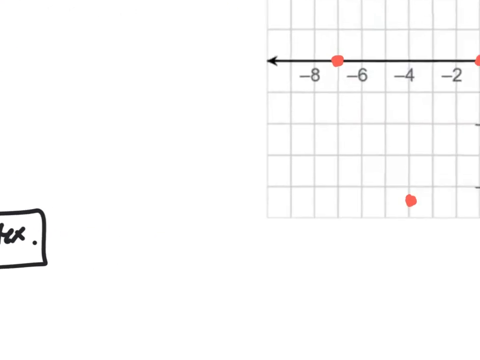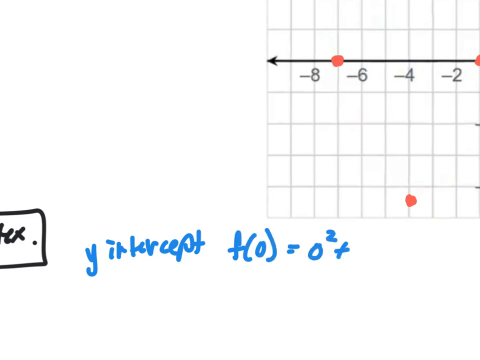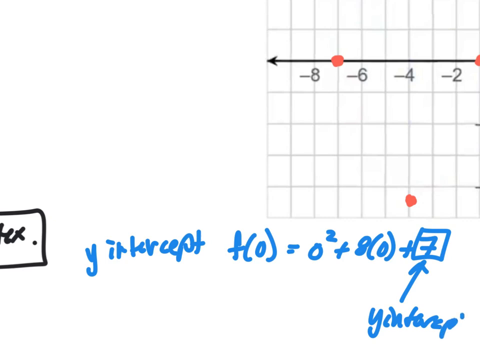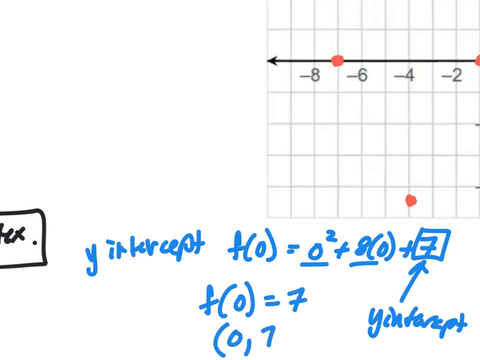y-intercept. If I find the y-intercept, I'm going to find f of 0. So I'm going to do 0 squared plus 8 times 0 and then plus 7. What you find out whenever your function is in standard form is that this last term, your c value, is your y-intercept. The reason is that 0 squared is 0, 8 times 0 is 0. You're just left with 7. So you get the point f of 0 is equal to 7, which gives you the x value of 0, the y value of 7.